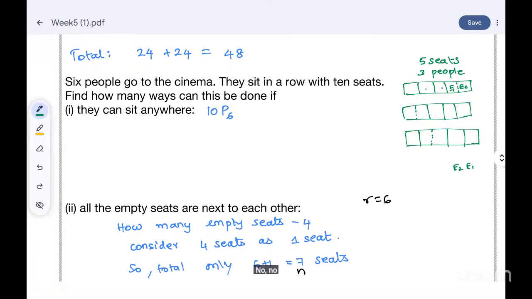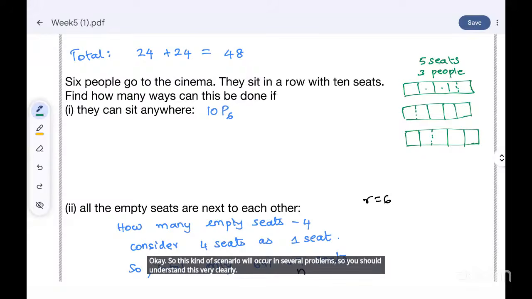That is why instead of considering them as 2 different slots, whatever this empty slot is, I am considering it as 1 slot only. I am not going to consider it as individual slots. Why am I considering it as 1 slot, is that clear? Yes, ma'am. Okay. So this kind of scenario will occur in several problems, so you should understand this very clearly.